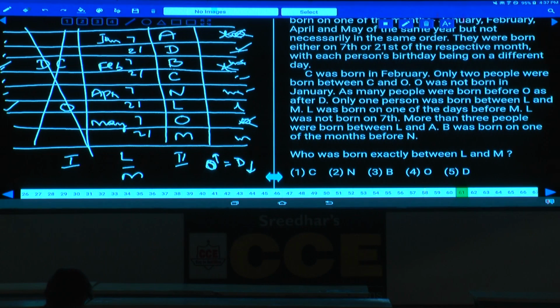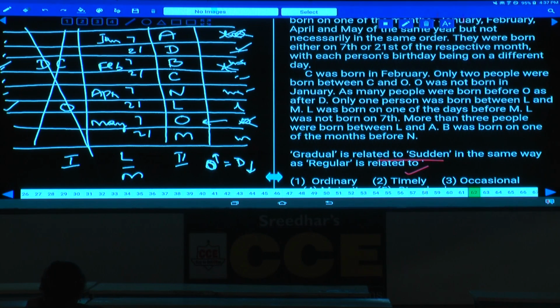And 61. Who was born exactly between L and M? Exactly between L and M, who is that person? O. O, that is given in choice 4. Then question number 62. Now 62.